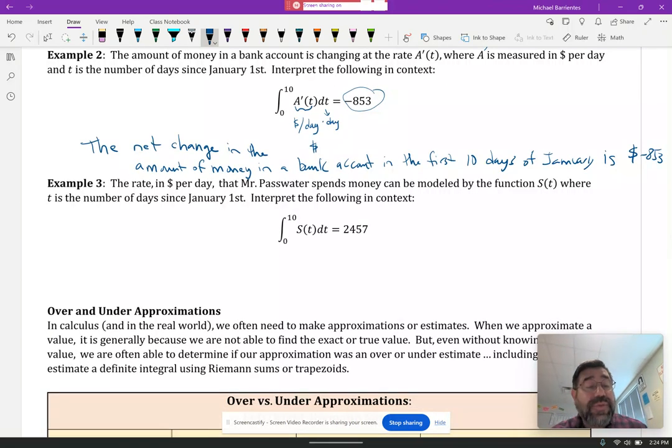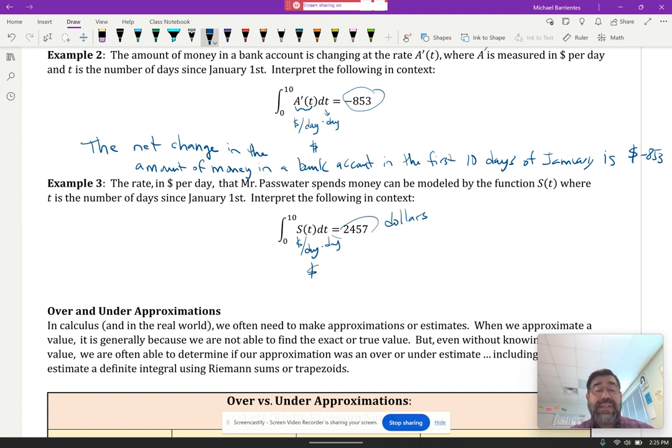However, when I look at example 3, it says the rate in money per day that Mr. Passwater spends can be modeled by the function s of t, where t is the number of days since January 1st. Can you interpret the definite integral statement? Well, here, again, s of t is measured in dollars per day, dt is measured in days, so the days are going to cancel. I'm left with dollars. So this is a dollars situation. But what are we finding?